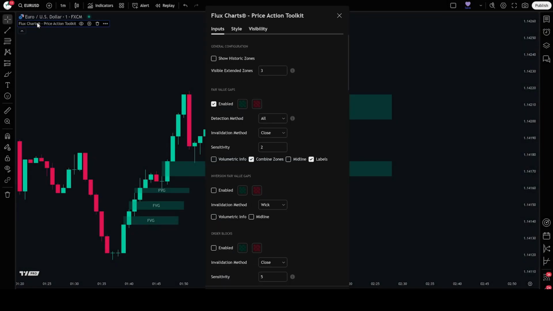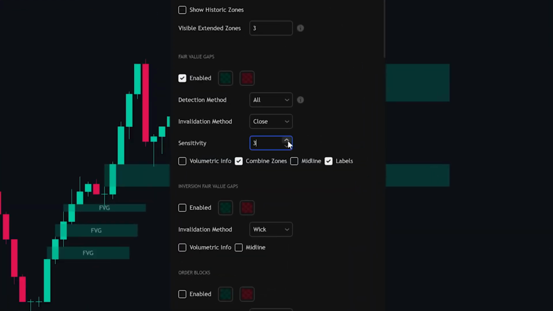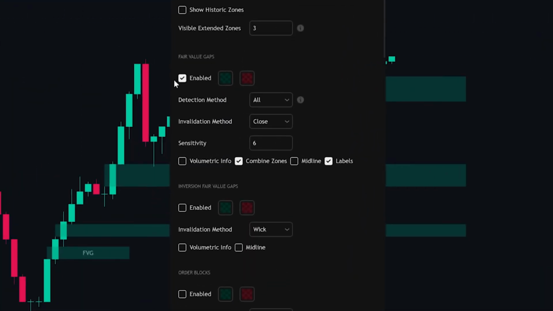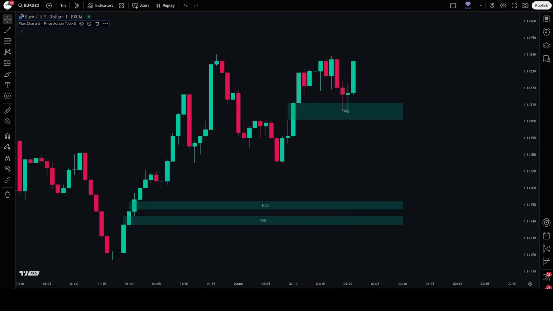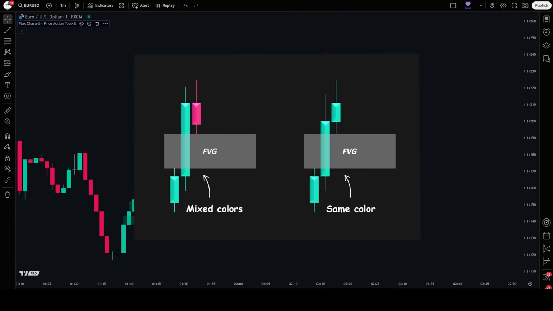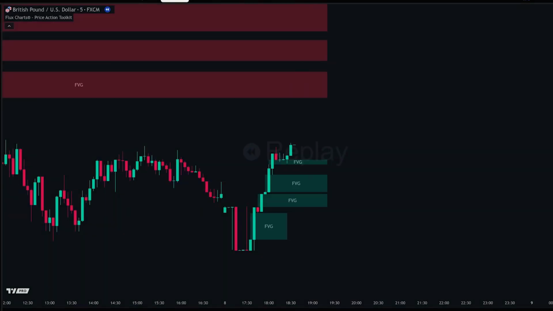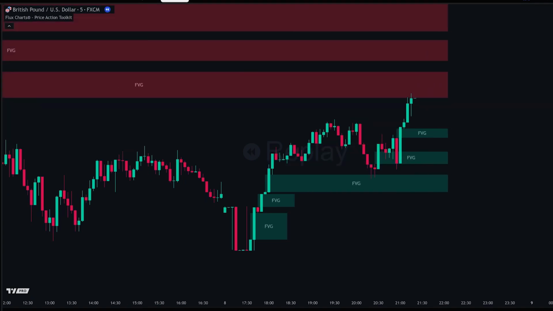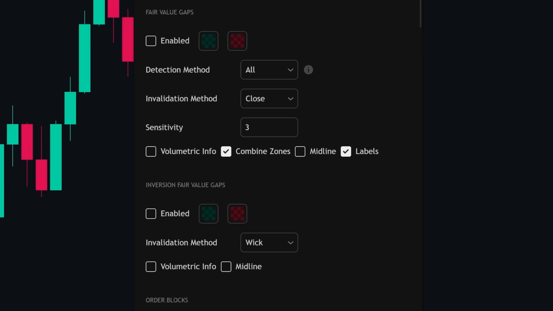I also noticed that in the Settings tab, increasing the sensitivity filters out smaller gaps and only shows the larger ones. There's another option that lets you choose between detecting FVGs formed by candles of the same color or mixed colors. If you select same color, it filters out the FVGs formed with mixed candles, which might be helpful for backtesting. Overall, the indicator does a solid job of automatically identifying fair value gaps on the chart. Now, let's move on to the next concept.